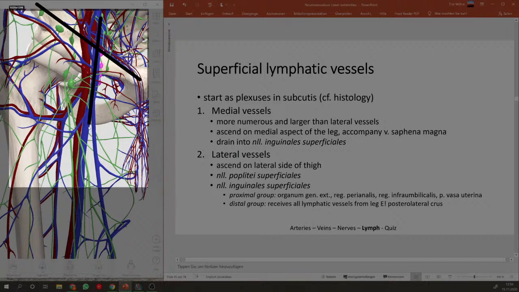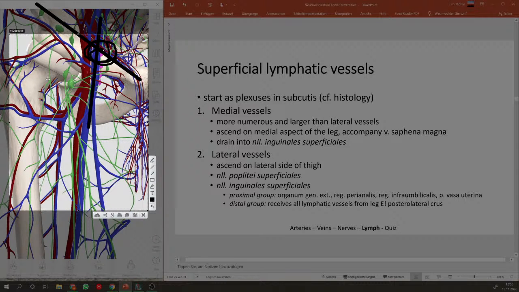So you can try to find it in the specimen or during the dissection exam. This is the Cloquet's lymph node or Rosenmüller lymph node. All right. Cool. And that's it for the deep lymphatic vessels.